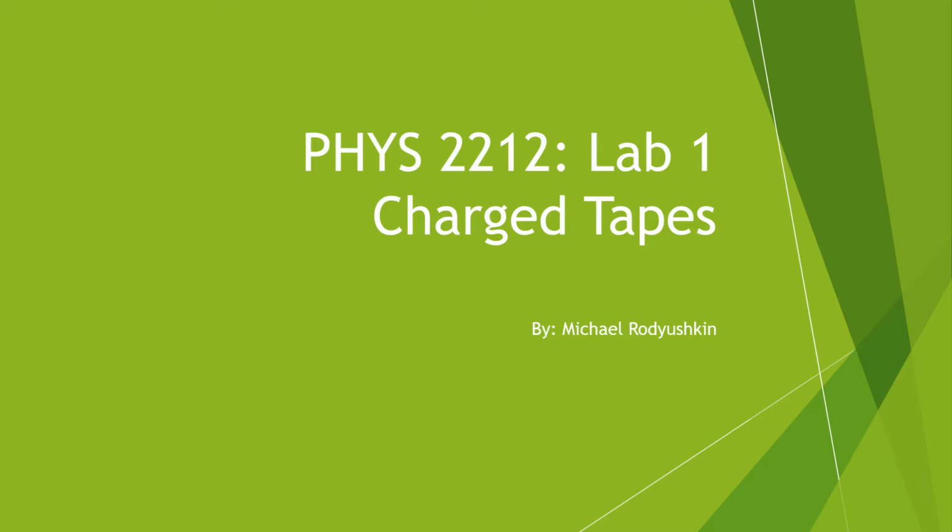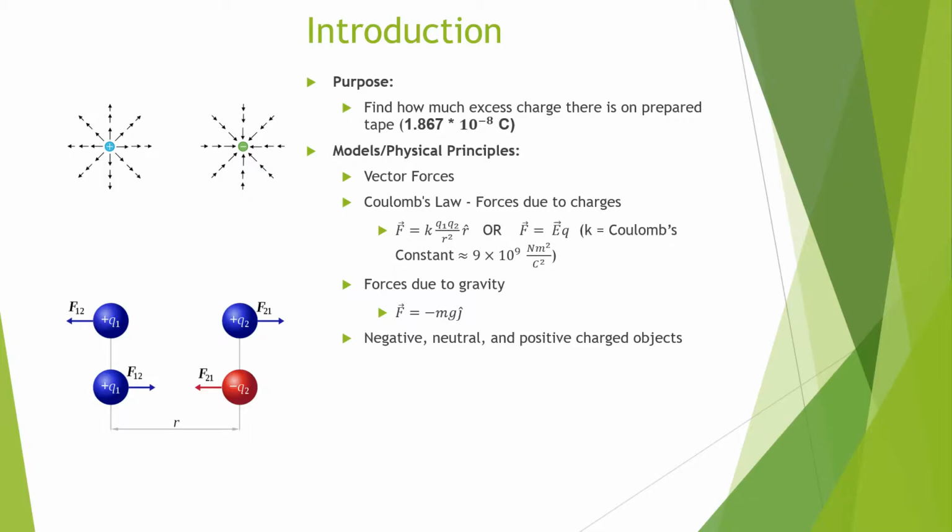The video will go as follows. A brief introduction, followed by the experiment, followed by the results of the experiment, followed by code modeling the experiment, and finally ending with a discussion. The main purpose of this lab is to find how much excess charge there is on a prepared piece of tape, which we'll later discover is 1.86 times 10 to the negative 8 coulombs.